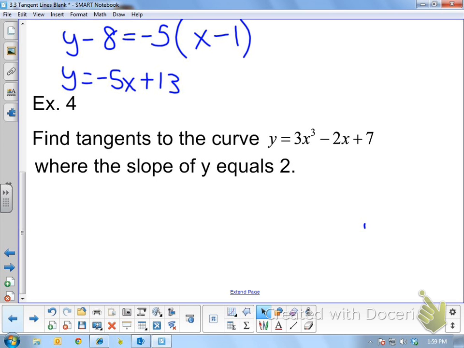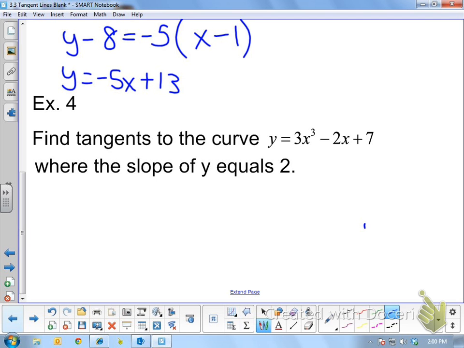So before, I wanted the actual equation of the tangent line. Now I just want to know, where do these tangent lines occur? When the slope is 2, where is the tangent line happening? So how do we find the slope of a function? We do f of x plus h. What's our fast way now?